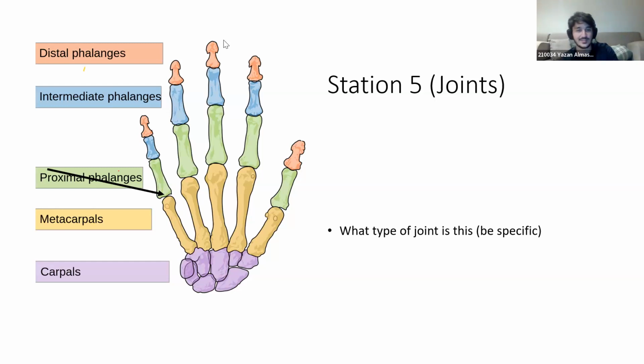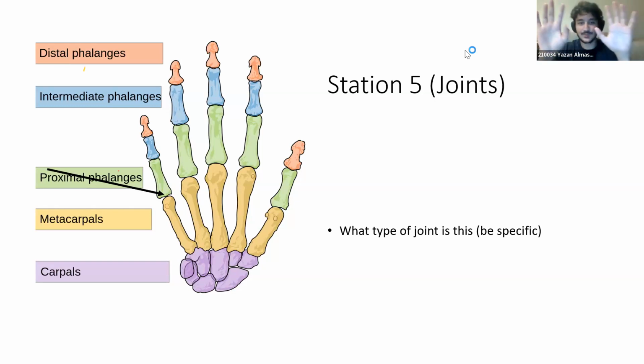Condyloid synovial, yes, perfect. Whoever said hinge, no. Why? Because I'm pointing at this part. Okay, so can you see my camera? Can you see me? Tell me yes if you can see me, because I don't want someone to walk into the room while I'm doing this.